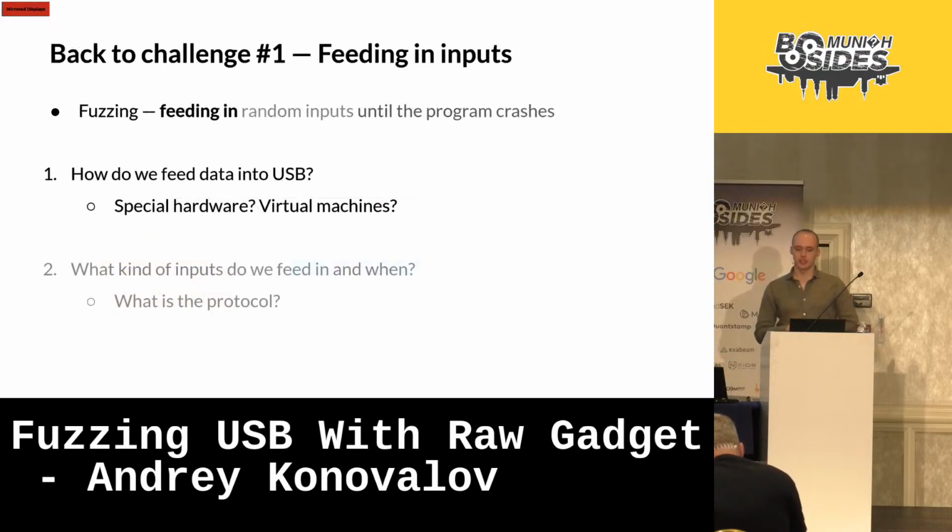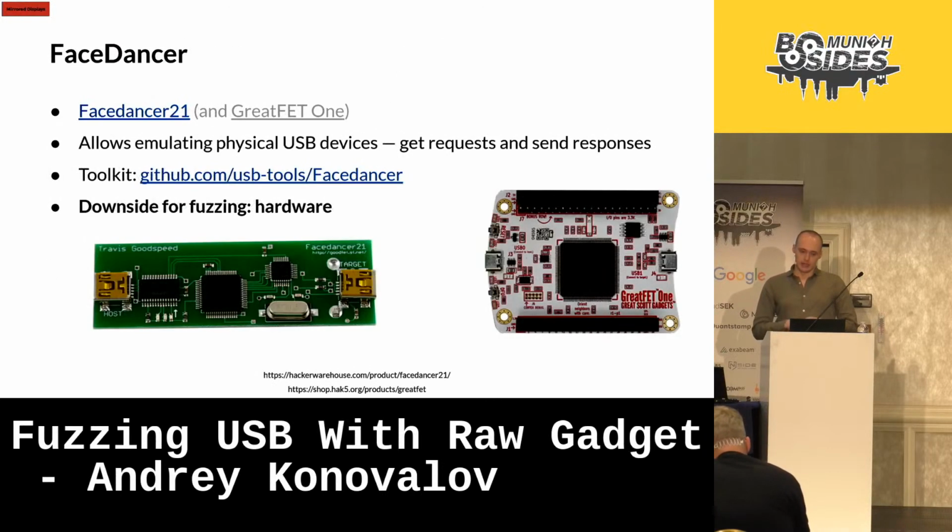Now let's go back to challenge number 1. We need to figure out a way to feed data into the USB. I started looking for ways of doing that, and the first way that I found is to use the Facedancer board. I actually have it right here. This board allows emulating arbitrary USB devices. Essentially, this board has 2 USB ports, one on the left, one on the right. One of them is plugged into a computer that you control, and another one is plugged into the computer you're trying to attack.